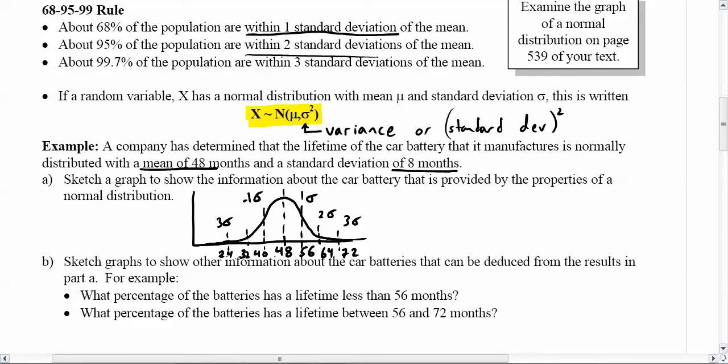Okay, and that's true for every normal. Every normal graph has about 34% in each of these sections, about 14% in each of these sections, and about 2% in each of these sections. So what percentage of the batteries have a lifetime less than 56 months?